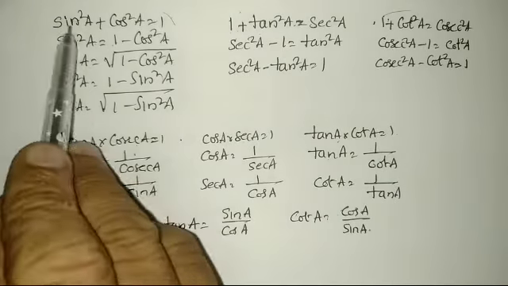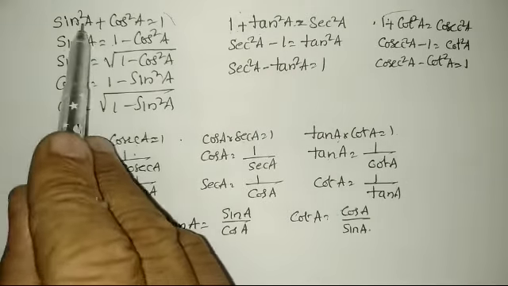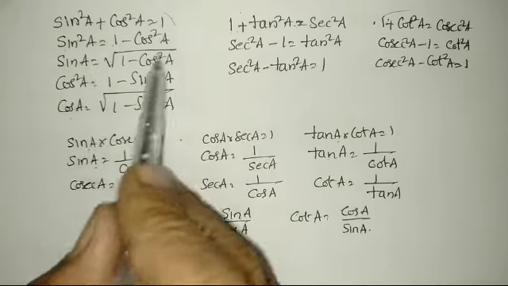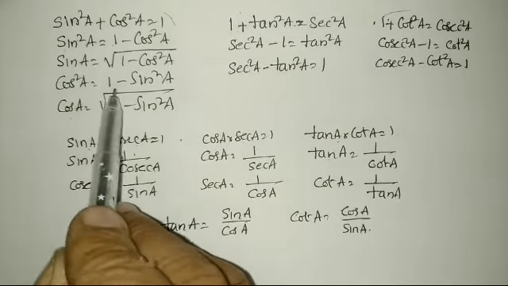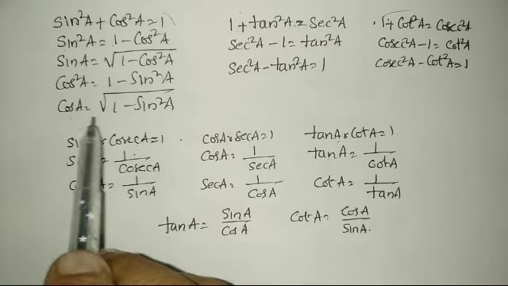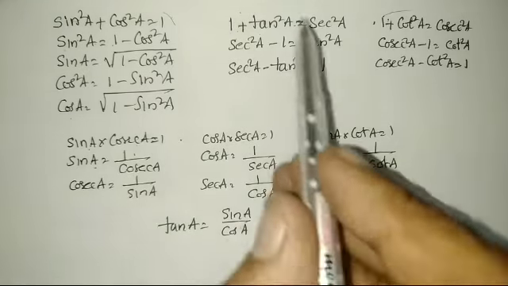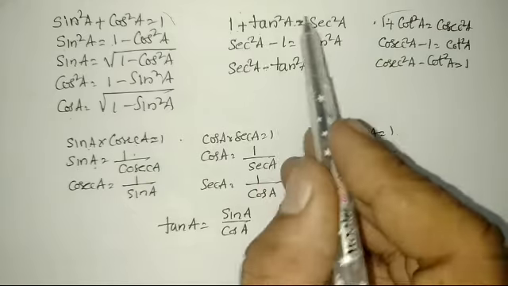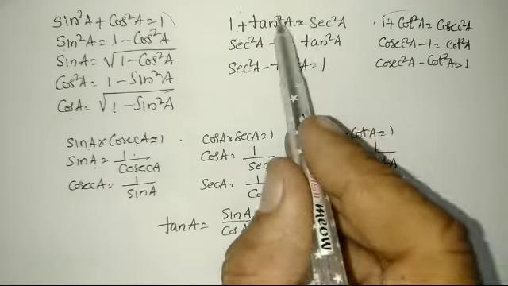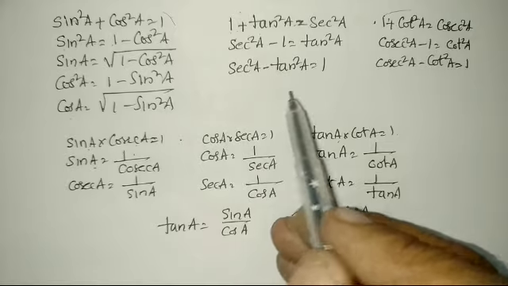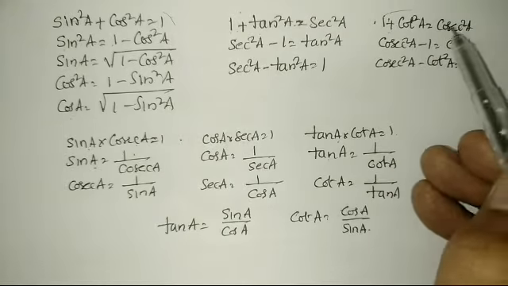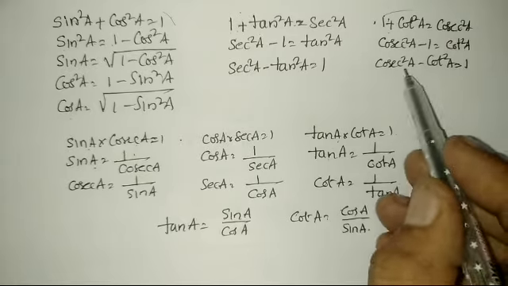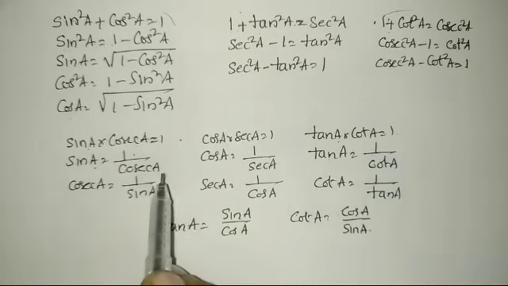See once again: sin square A plus cos square A equal to 1. Sin square A equal to 1 minus cos square A. Sin A equal to root of 1 minus cos square A. Cos square A equal to 1 minus sin square A. Cos A equal to root of 1 minus sin square A. 1 plus tan square A equal to secant square A. Secant square A minus 1 equal to tan square A. Secant square A minus tan square A equal to 1. 1 plus cot square A equal to cosecant square A. Cosecant square A minus 1 equal to cot square A, and cosecant square A minus cot square A equal to 1.